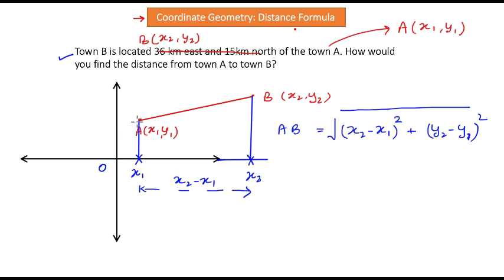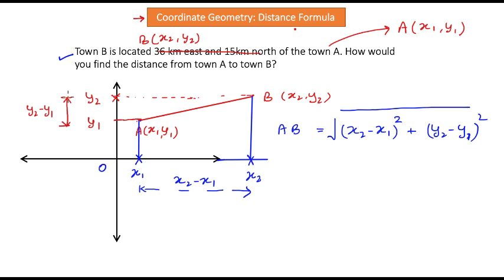Likewise, you can drop a perpendicular from point A onto the y-axis, and do the same from point B on the y-axis, and these locations are y1 and y2 respectively. The real distance between these two locations is simply y2 minus y1.